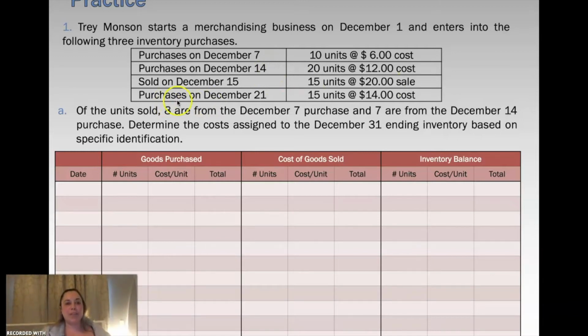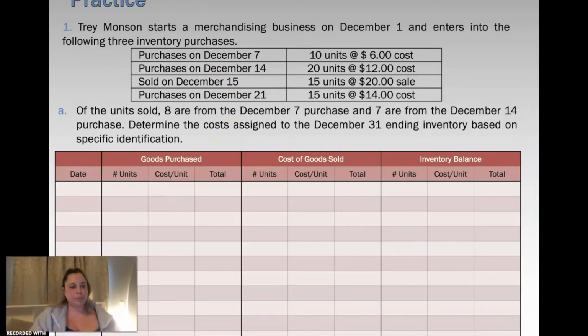We did another purchase, our last one, 15 units at $14 each. Of the units sold, 8 are from the December 7th purchase. And since we're doing specific identification, we do need to know exactly which purchase the items we're selling come from. The other ones we're not going to know, and we're going to use an assumption to figure it out. So 8 were from December 7th, and 7 come from the December 14th purchase. We didn't sell any from the 21st because we sold everything before that.